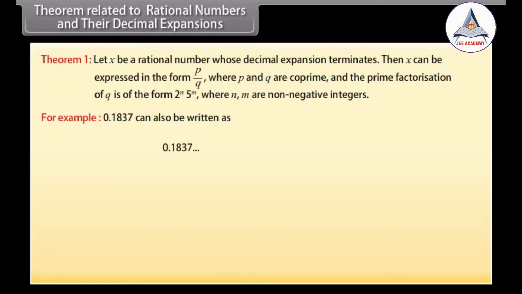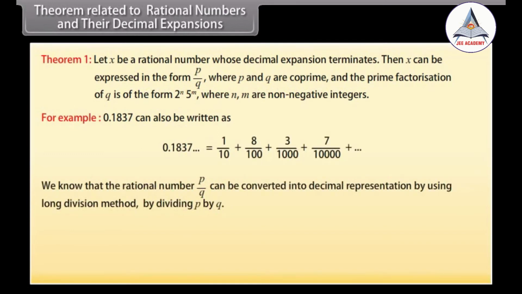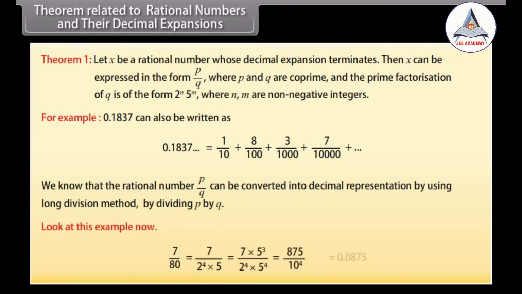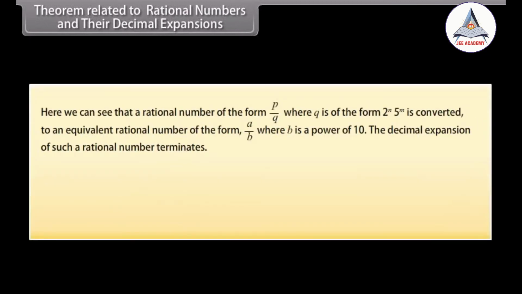0.1837 can also be written as a fraction. We know that the rational number p upon q can be converted into decimal representation by using the long division method, by dividing p by q. Look at this example now. Here we can see that a rational number of the form p upon q, where q is of the form 2 raised to the power n, 5 raised to the power m, is converted to an equivalent rational number of the form a upon b, where b is a power of 10. The decimal expansion of such a rational number terminates.